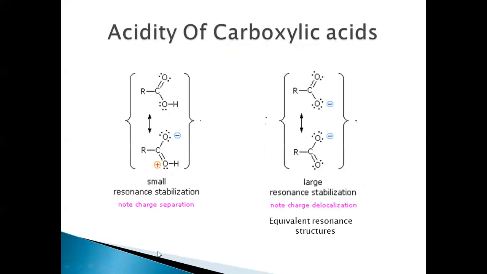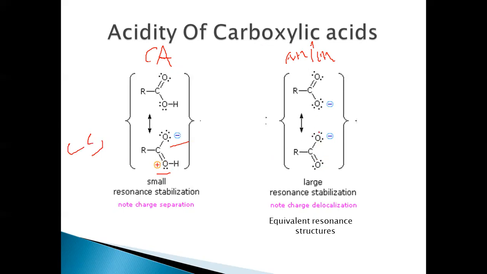Let's see the resonance structures of both the carboxylic acid and the carboxylate anion. This is the carboxylic acid, and this is the anion. When we look at the resonance structures of both, there are two resonance structures possible for carboxylic acids, and there is charge separation we can see here. There's a positive charge and here is a negative charge. So there's a charge separation again, and there is a charge delocalization.